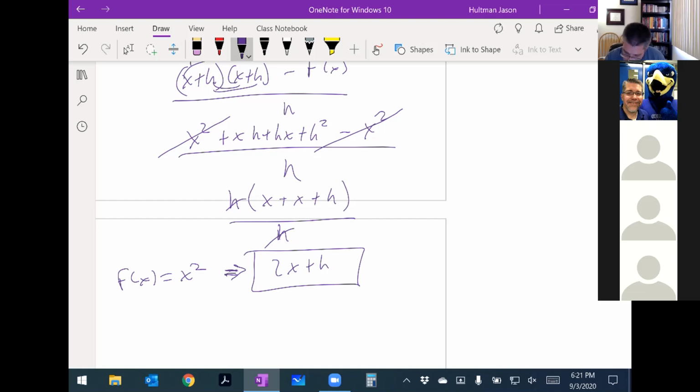Maybe I'll write it to the side here. What is the difference quotient? What's the function? And what's the difference quotient? What's the function and what's the difference quotient? So when I had x squared, the difference quotient was 2x plus h.